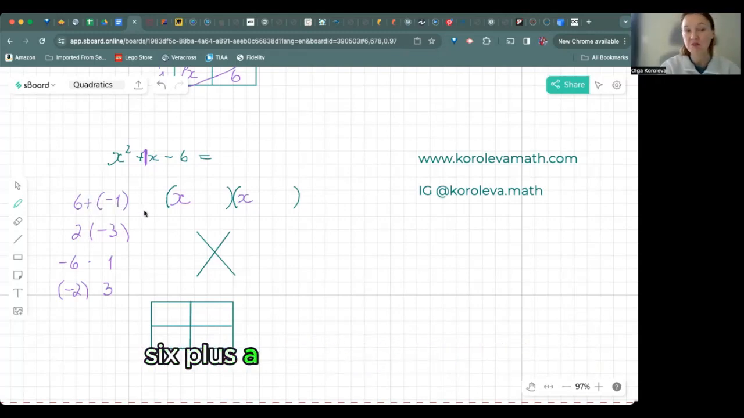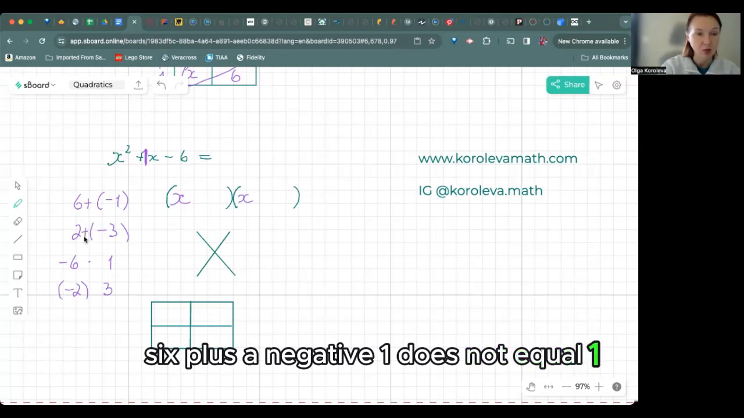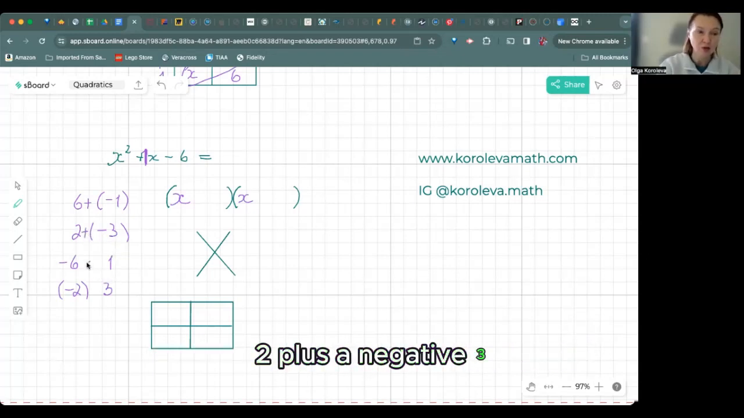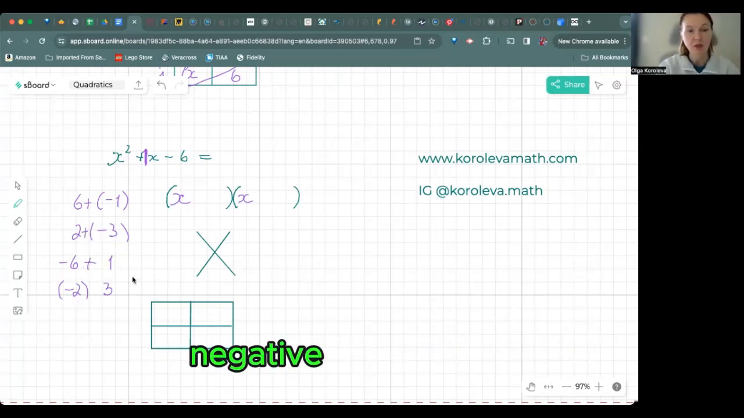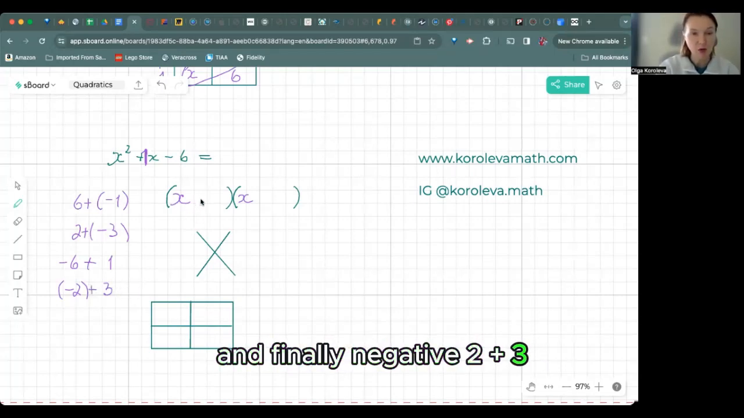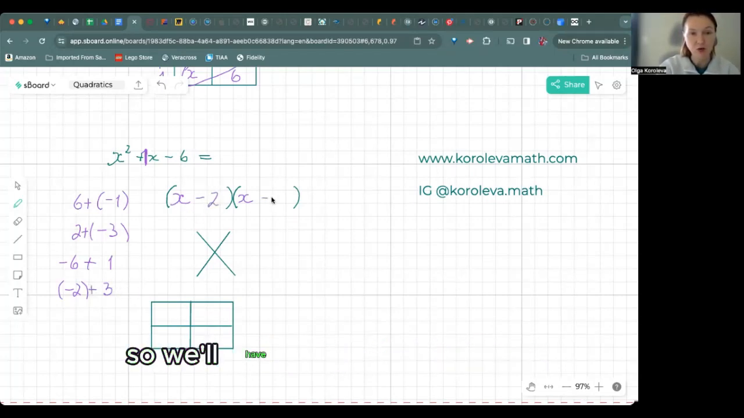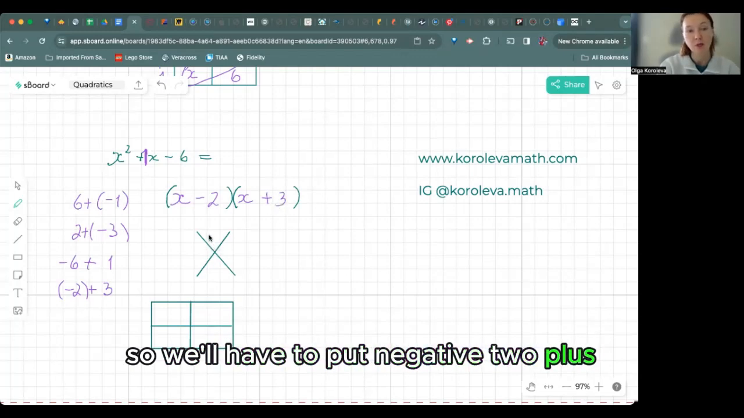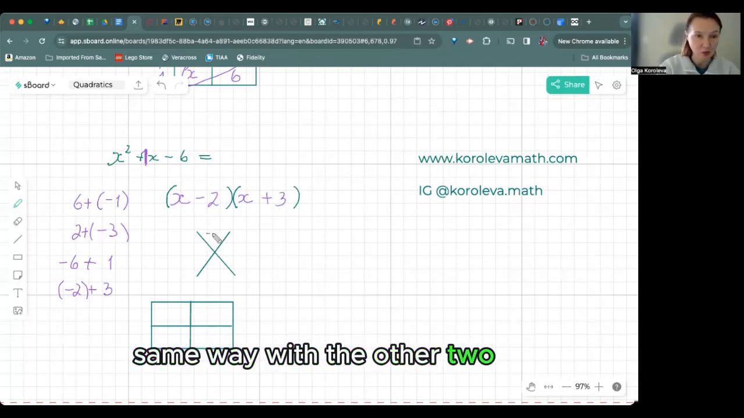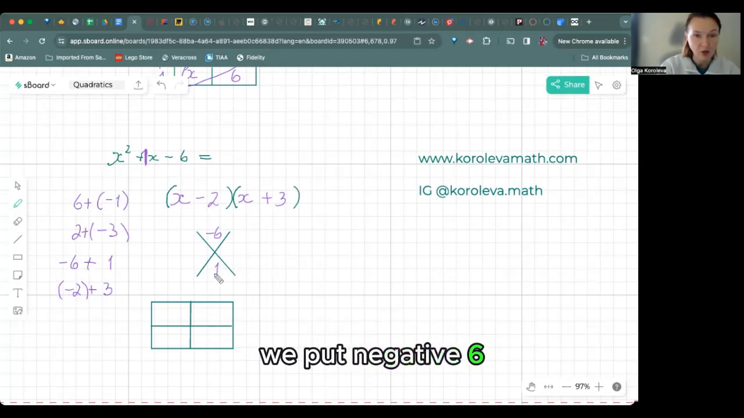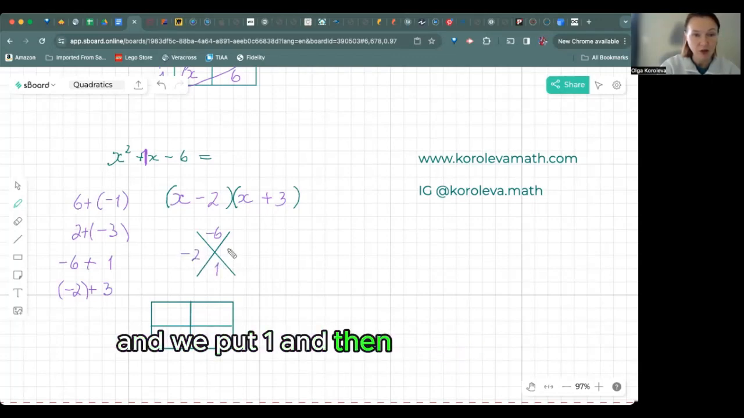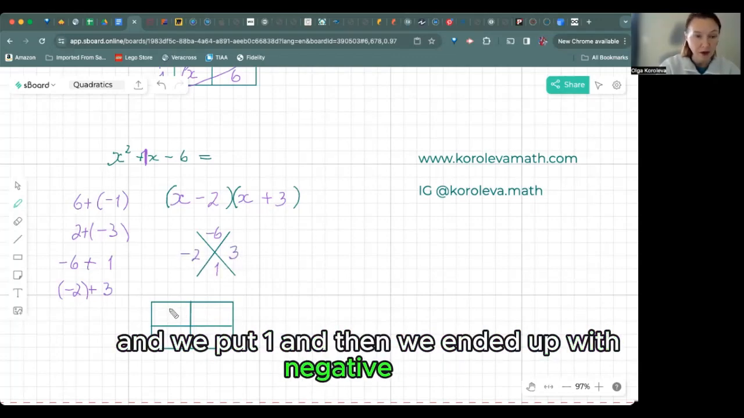6 plus a negative 1 does not equal 1. 2 plus a negative 3, close, but not yet. Negative 6 plus 1 doesn't work. And finally, negative 2 plus 3, it will work. So we'll have to put negative 2 and 3. Same way with the other two methods. We put negative 6 and we put 1, and then we end up with negative 2 and 3.